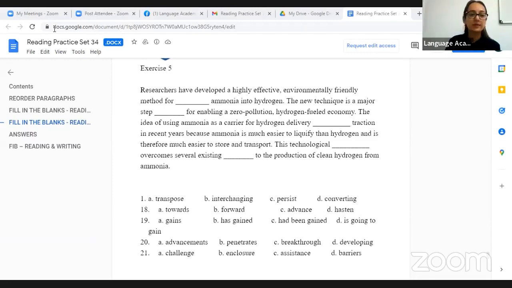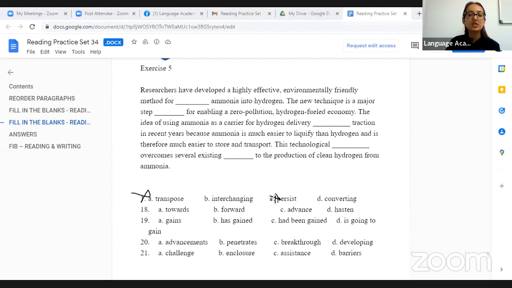All right, should be done by now. The easy one as compared to the others. So this says, researchers have developed a highly effective, environmentally friendly method for dash ammonia into hydrogen. So the language is easy. Four comes with the ing form of verb. This we have already discussed in the previous lines. So transpose and persist cannot be the answers.